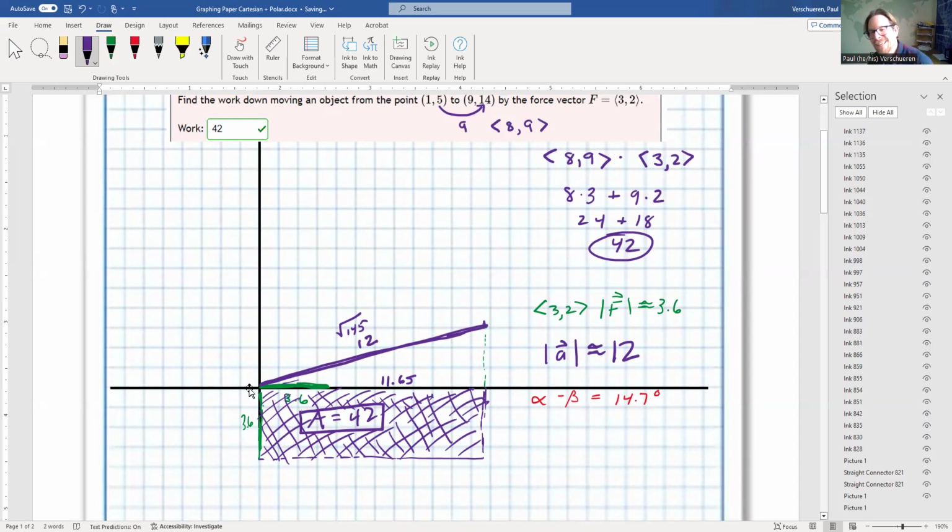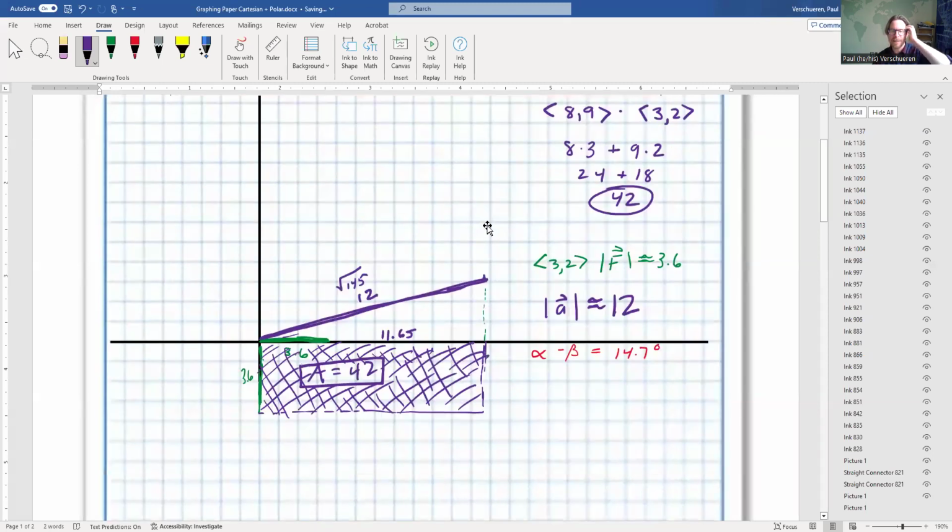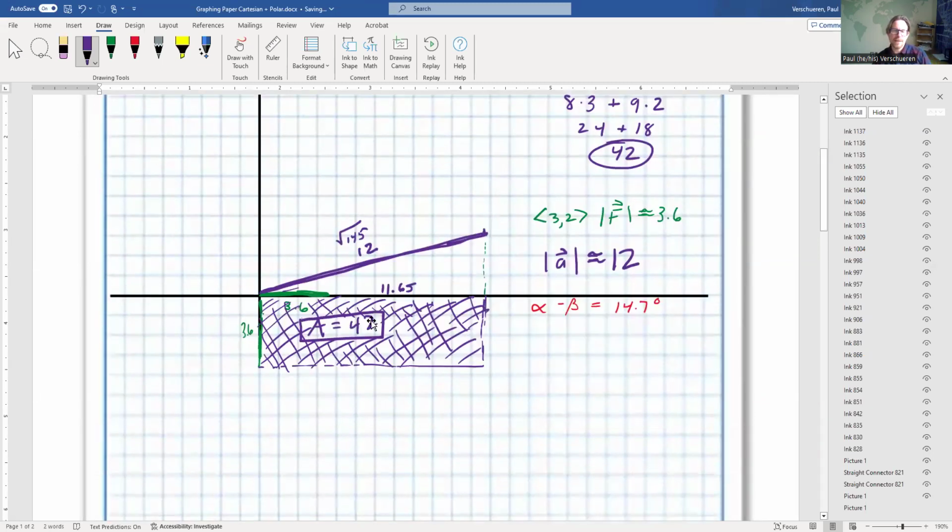Again, this is a little incomplete, but I just wanted to come up with a physical representation of that work done. And this process got me there. So take it for what it is. Hopefully you got something out of it.